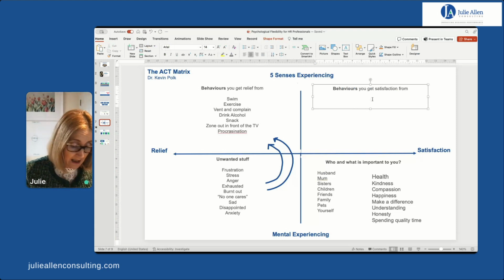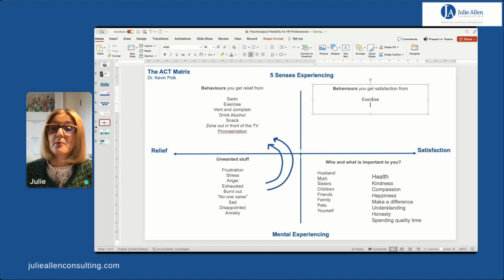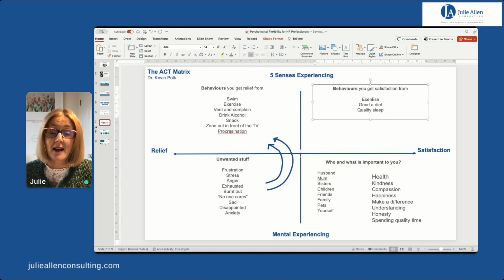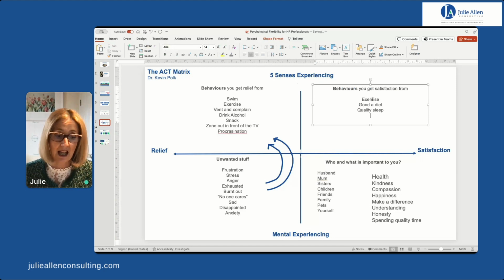So again, here I'm going to include exercise. Exercise for me is something that I focus on. It's about my health and keeping me well, also a good diet, quality sleep. If I think about my clients being important to me, my family being important to me, I can't be good to them unless I am also looking after myself.